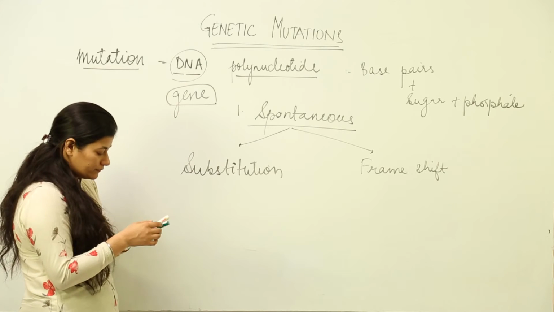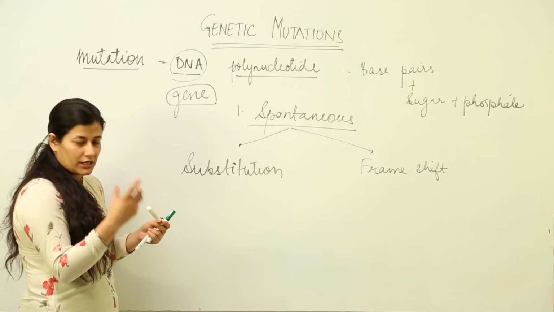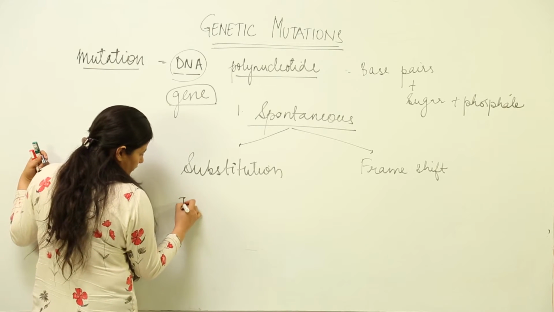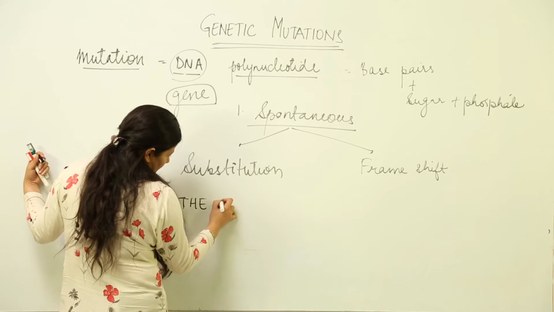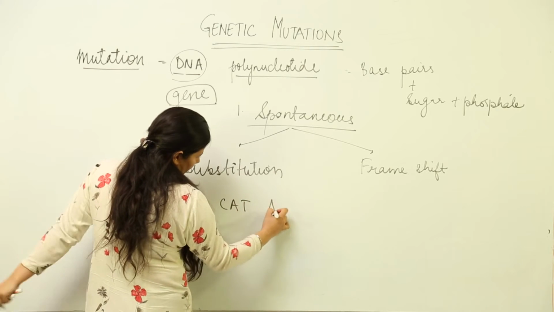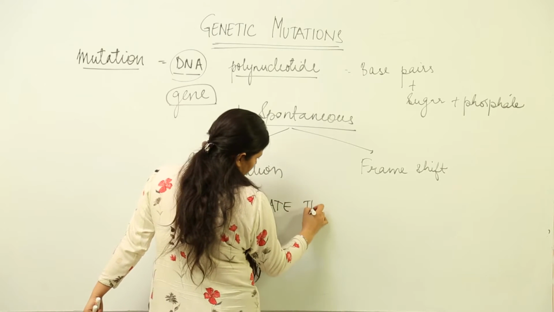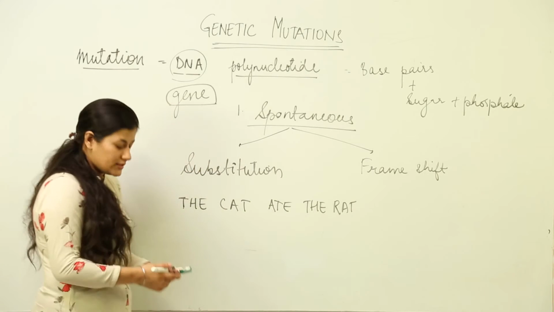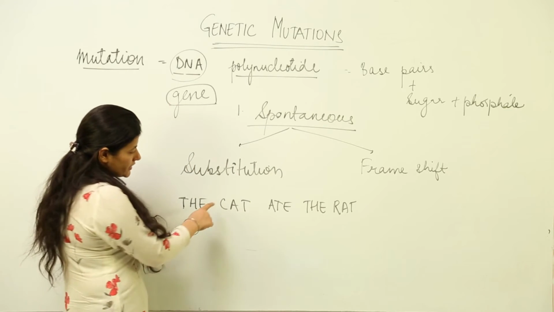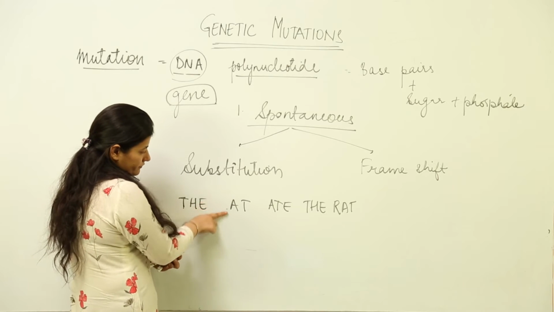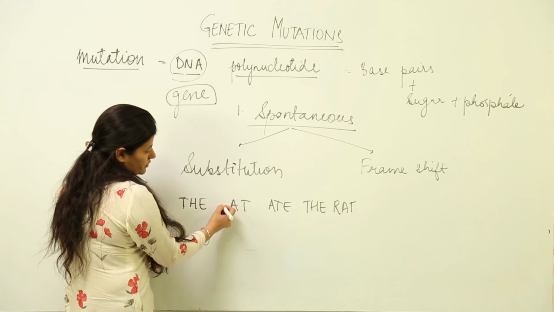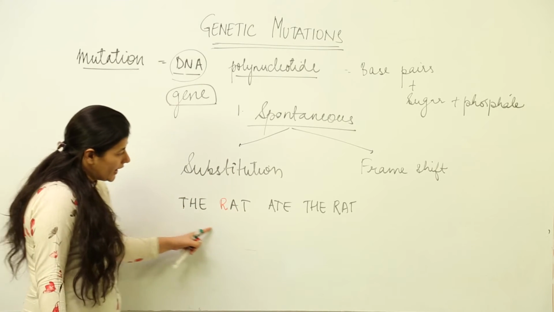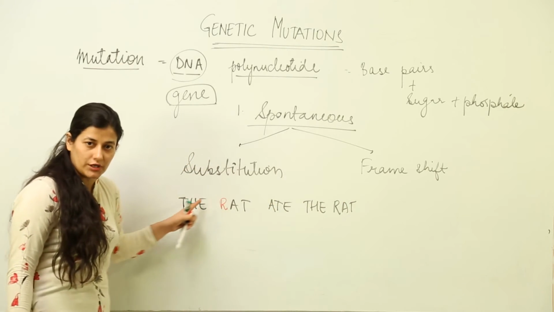Now we are going to take an example. Supposedly, we have an arrangement where we have "the cat ate the rat." Supposedly what happens is that in place of C, I put R. So you see the entire meaning of the sentence is changing, right?